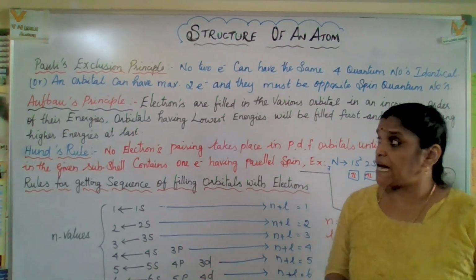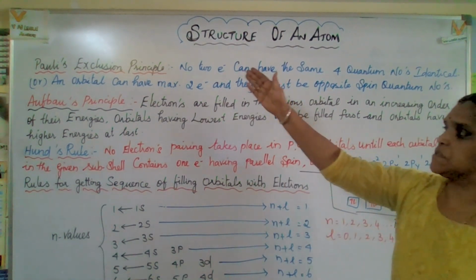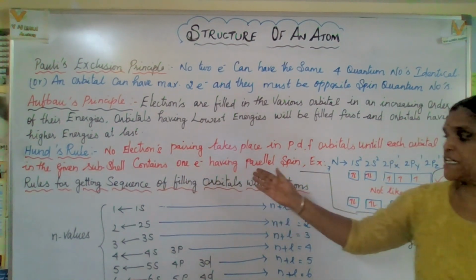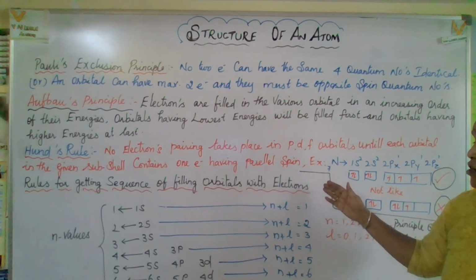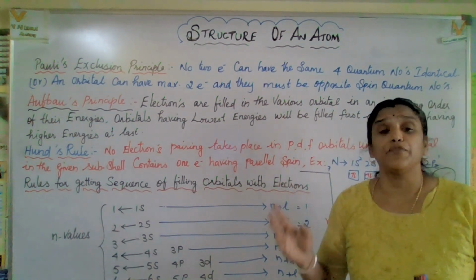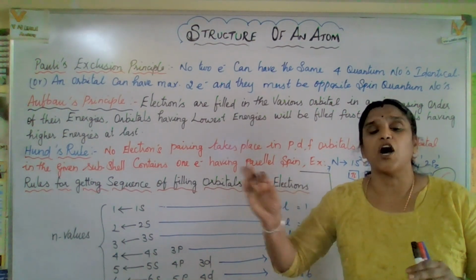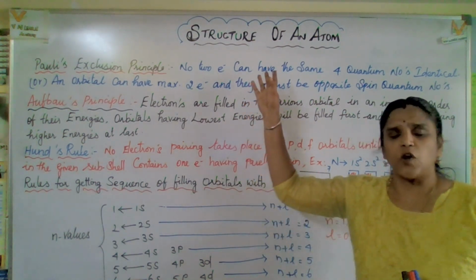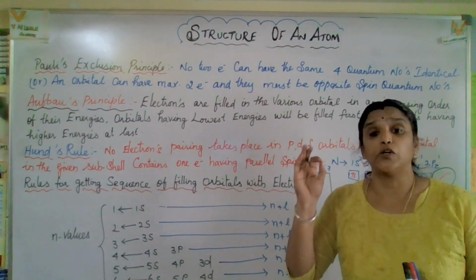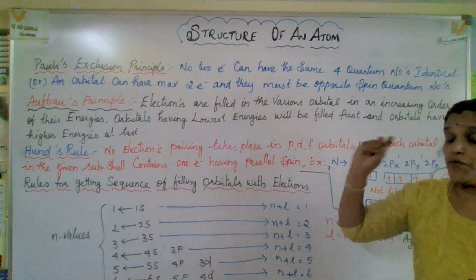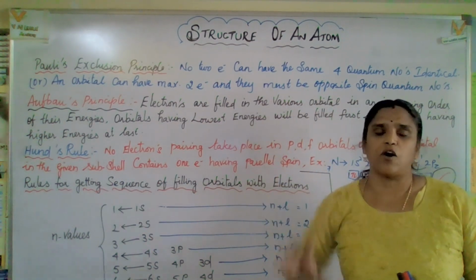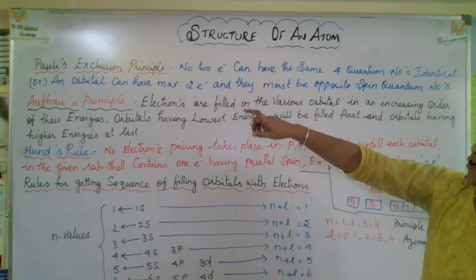Okay, now let us start. Pauli's exclusion principle, Aufbau principle, Hund's rule, and the rules for the sequence of filling orbitals with electrons. These are all important for filling the electrons in the orbitals in the correct order. So all these points are very essential to know, and the filling of orbitals is the distribution of electrons in the orbitals. Come on, let's go for it.